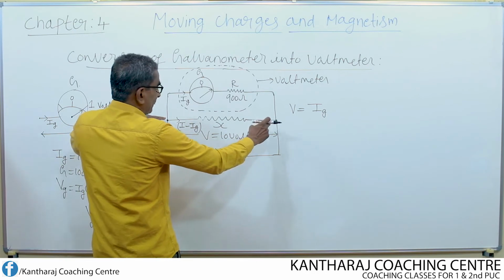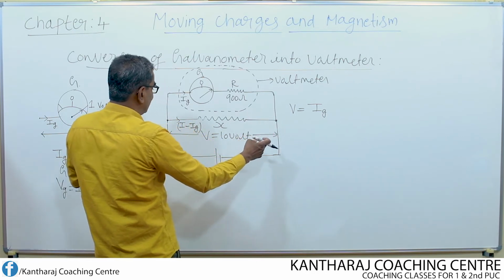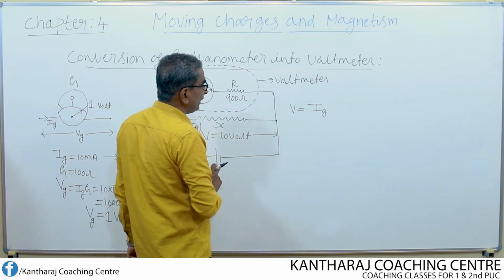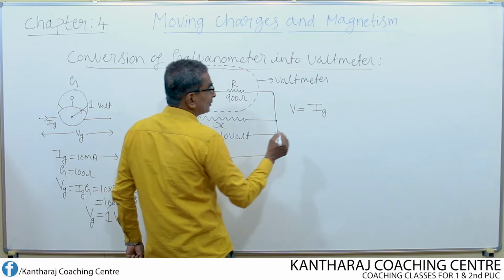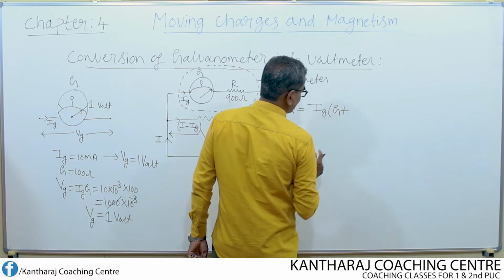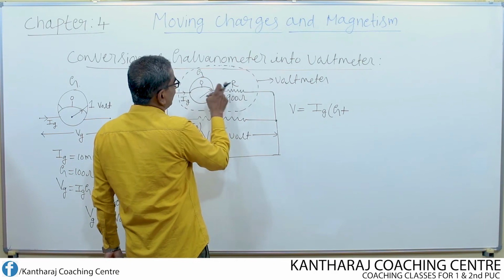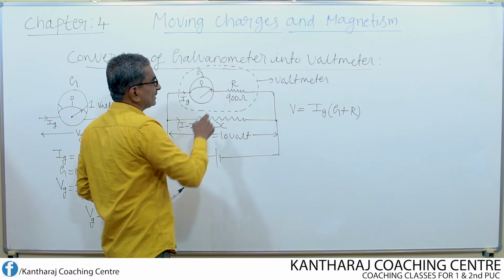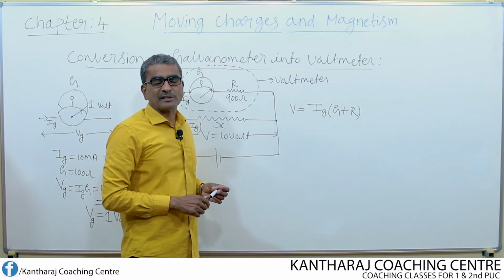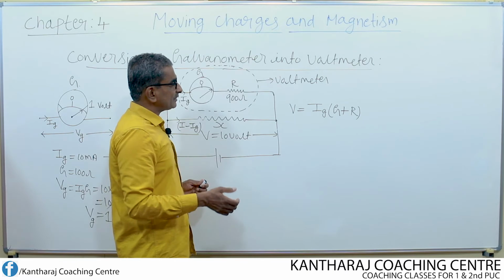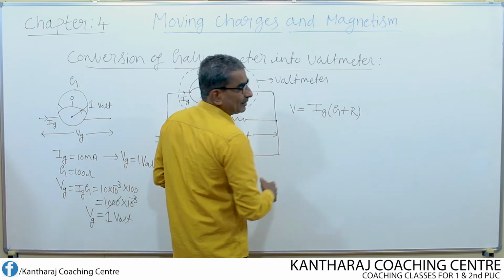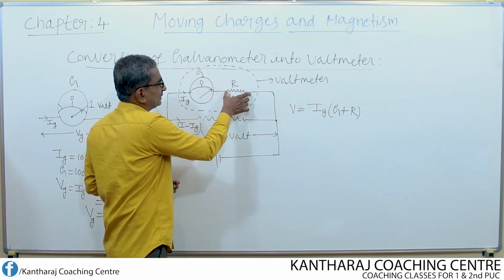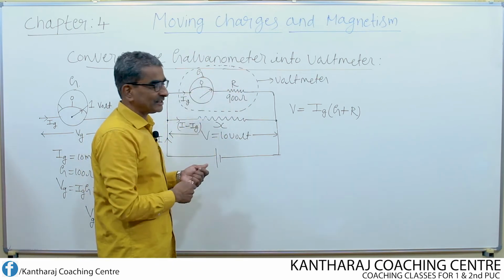So the potential difference across the voltmeter is equal to the potential difference across this resistance. Let us calculate that. V equal to Ig into G plus, what is the resistance here? G plus R, because the two resistors are in series. When two resistors are in series, the effective resistance is always equal to the sum of the individual resistances: the resistance G of the galvanometer plus the resistance R connected in series with it.